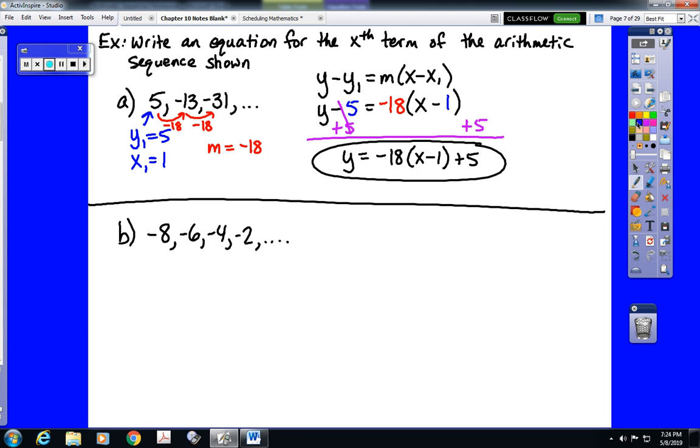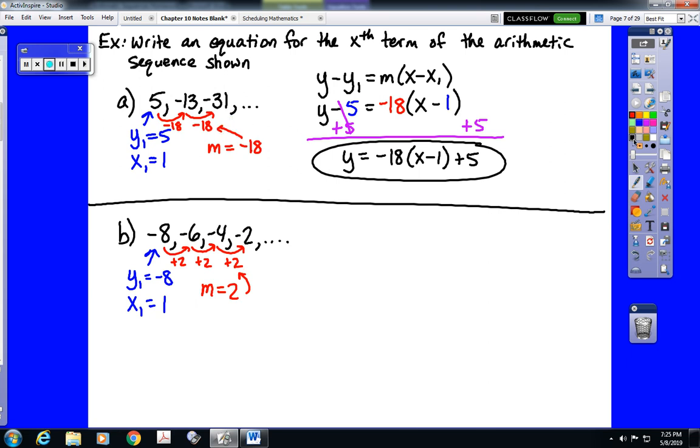Let's do another one. So again, we have our first term. We need to know that. y1 is negative 8. x1 is 1. Again, the x is the term number. So we're looking at the first term, which means x1 is 1. Then we need to know our common difference. What's happening between each term? We are adding 2 each time. So m is 2.